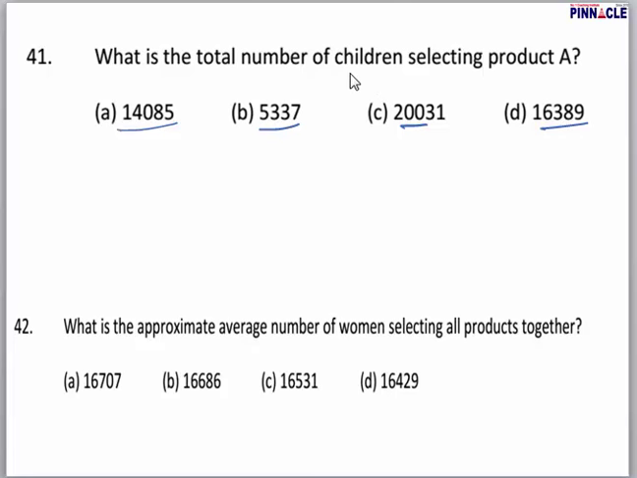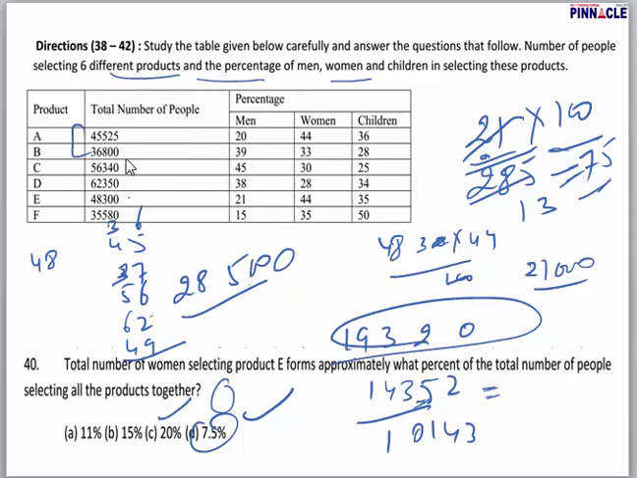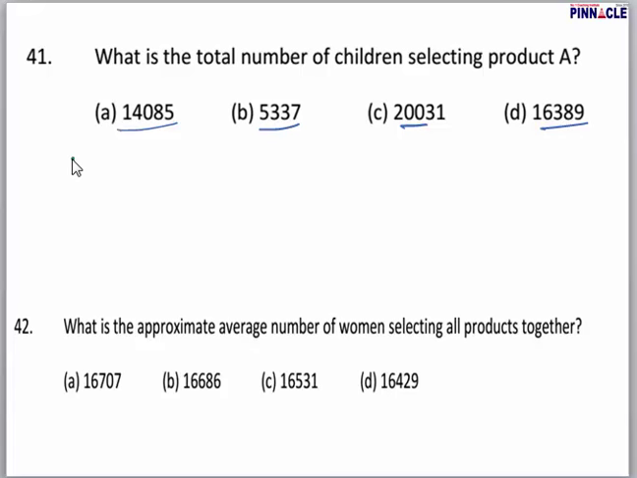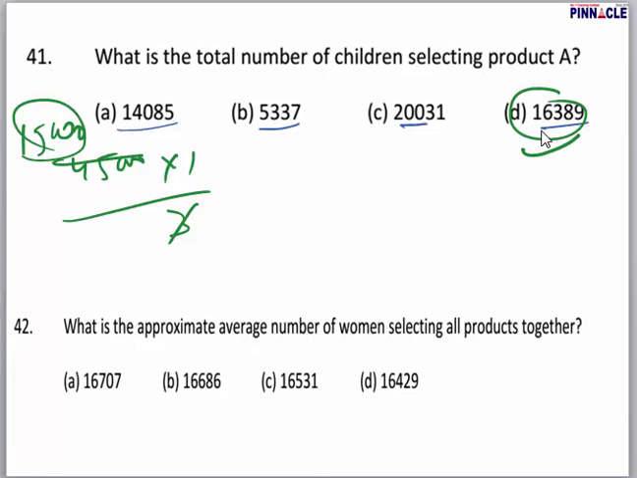So let's take the total number of children selecting product A. Let's take 36 percent, 45,000 into 36%. 45,000 approximately, and 36%, you can take 1 by 3 approximately, or less than 1 by 3, because this is 30%. Instead of 1 by 3 you can take a little bit less, but here the calculation is easy, that's why. If this is less, then it will be more than 15,000. More than 15,000 is close to 16,389. So take it approximately and the answer is D.